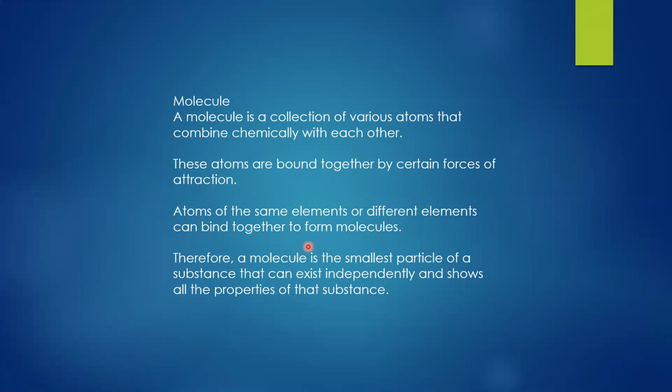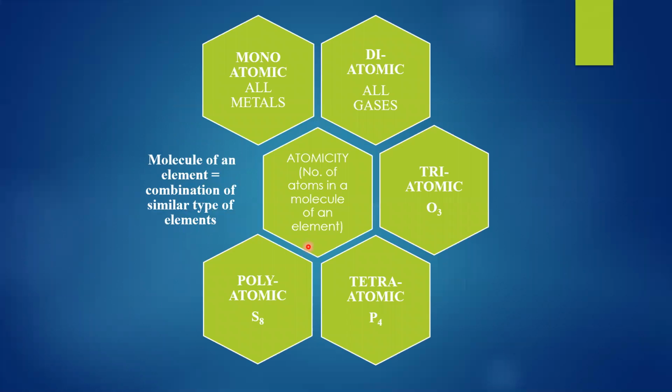Therefore, a molecule is the smallest particle of a substance that can exist independently and shows all the properties of that substance. A molecule of an element is a combination of similar types of atoms. Hence, we have different types of molecules, right?